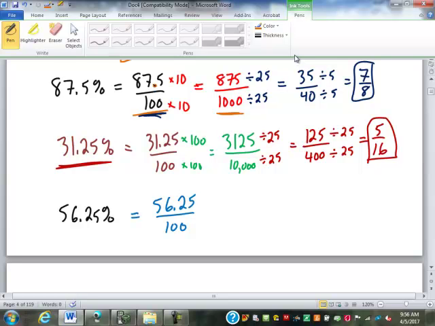So we start out as 56.25 over 100 again, as always. Every percent is out of 100. What do we have to multiply here? 100, because there were 2 decimal places. So it's 5,625 over 10,000.